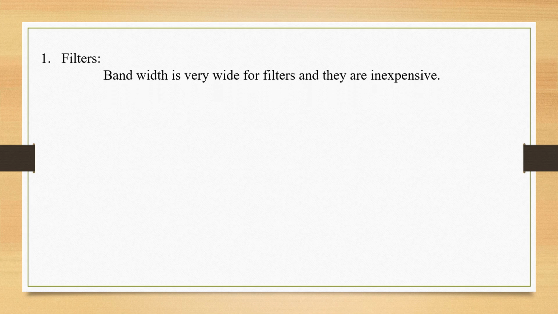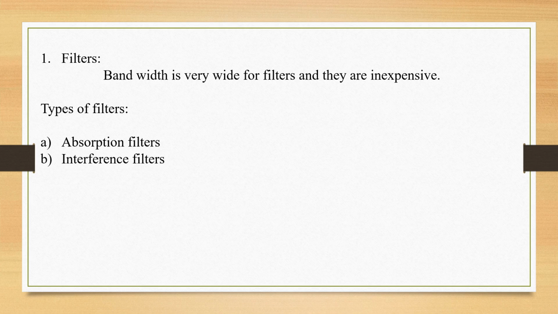These filters will have more bandwidth and they are inexpensive. These filters are not commonly used in present UV visible spectrophotometers. There are two types of filters. They are absorption filters and interference filters.